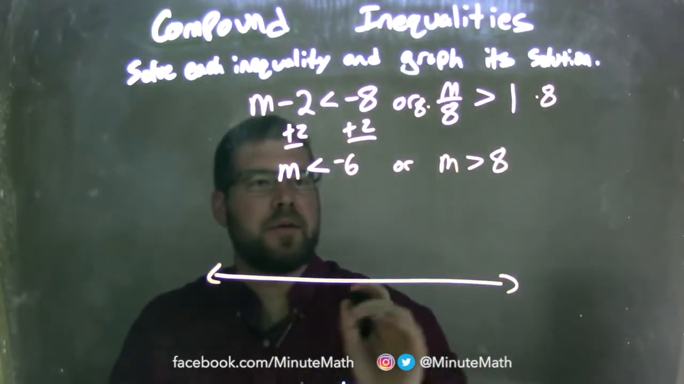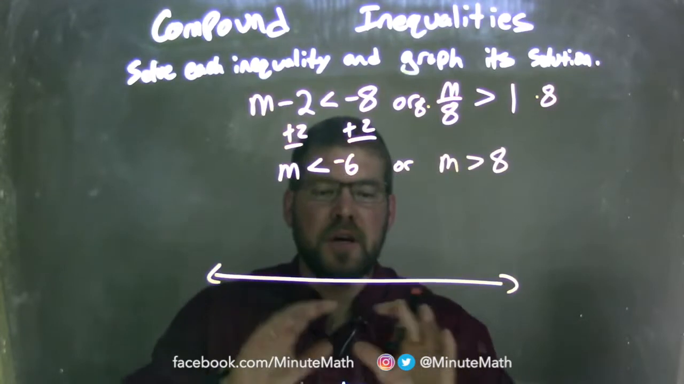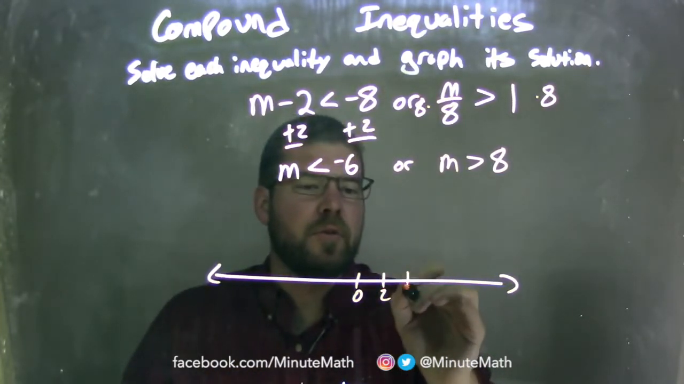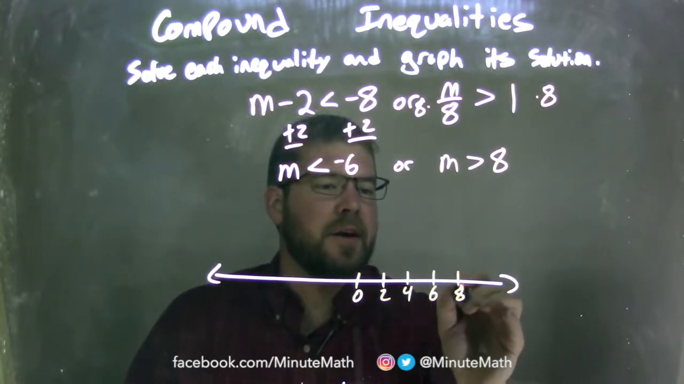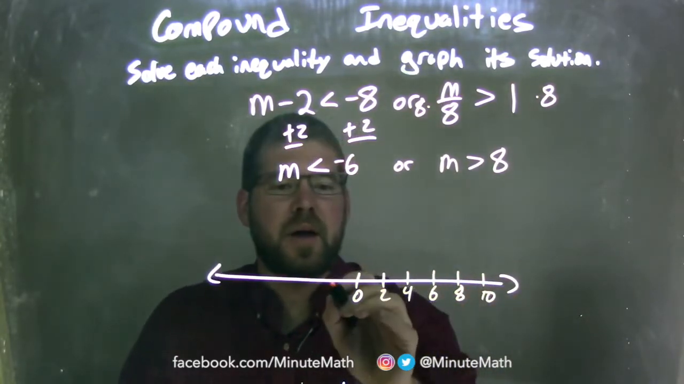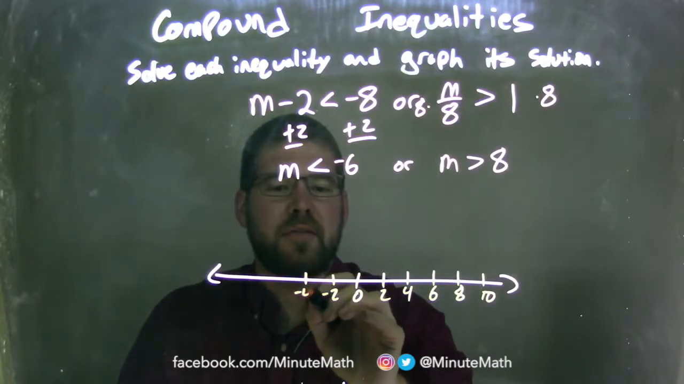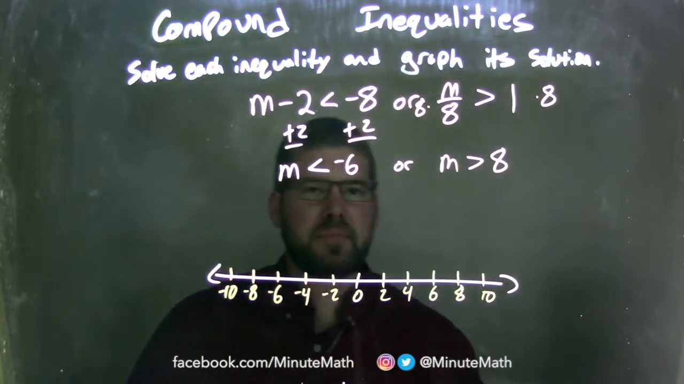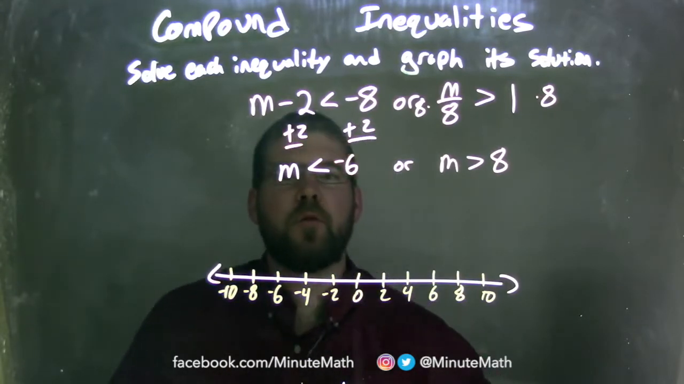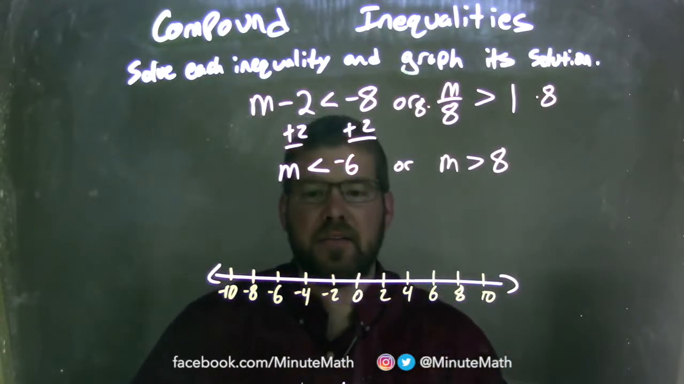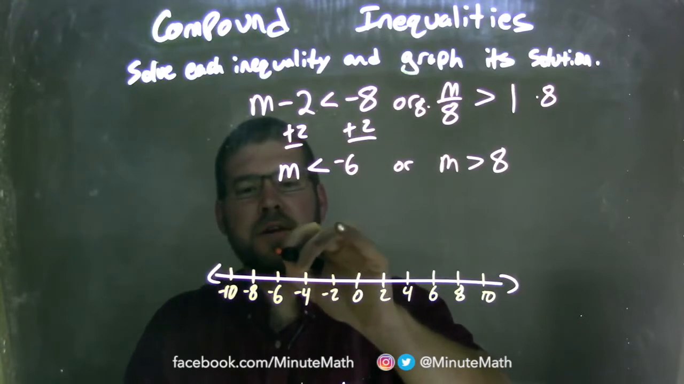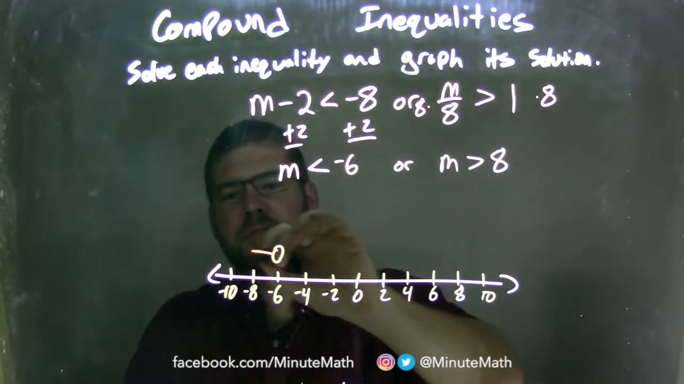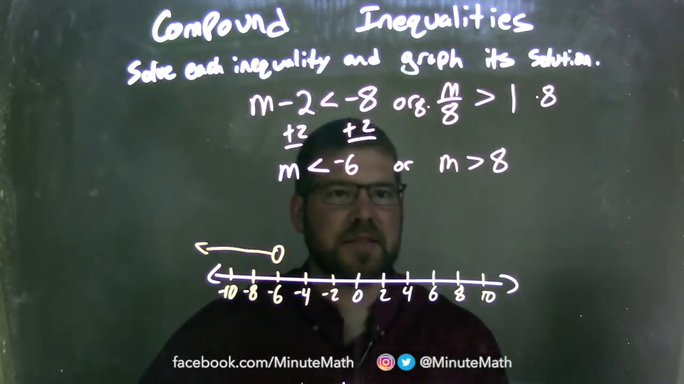My number line here. Now I want to make sure my number line covers both parts here. So I'm going to start with 0 in the middle. Just go by 2's, 2, 4, 6, 8, 10, and then negative 2, negative 4, negative 6, negative 8, and negative 10. Okay, so first one, m is less than negative 6. So I'm going to take my open circle here, and negative 6 is not equal to negative 6, and I'm going to put my arrow to the left. Right, because we said m is less than negative 6.